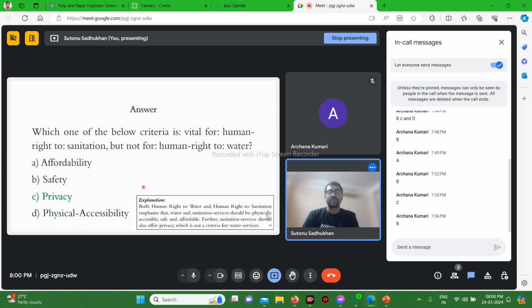Or let's say the water is directly applied on the human body for sanitation purposes, then there must not be anything in that water which affects the skin badly. So safety is related to both aspects. Only privacy is related to one aspect, sanitation, but not to the human right to water. I hope it is clear.